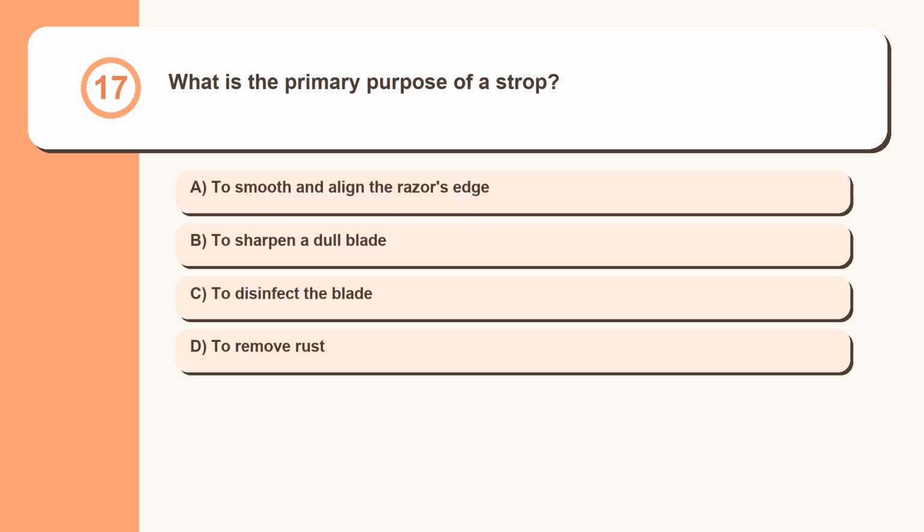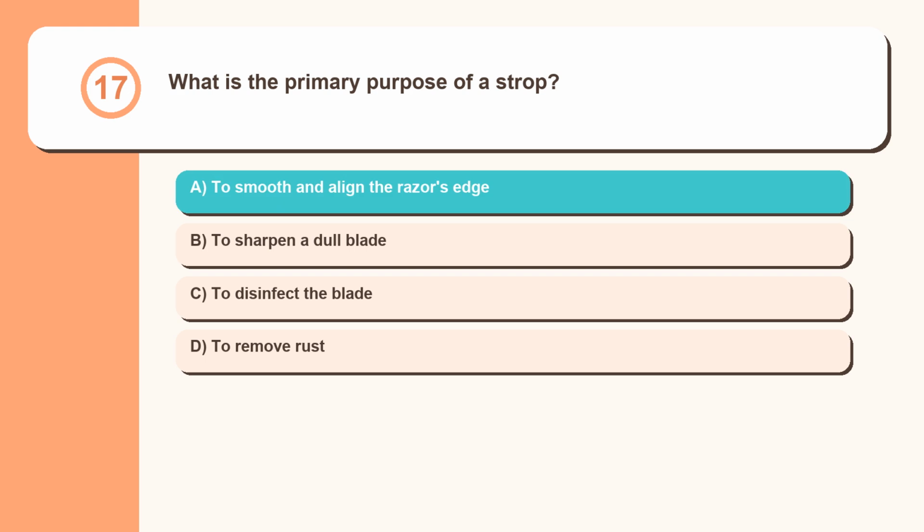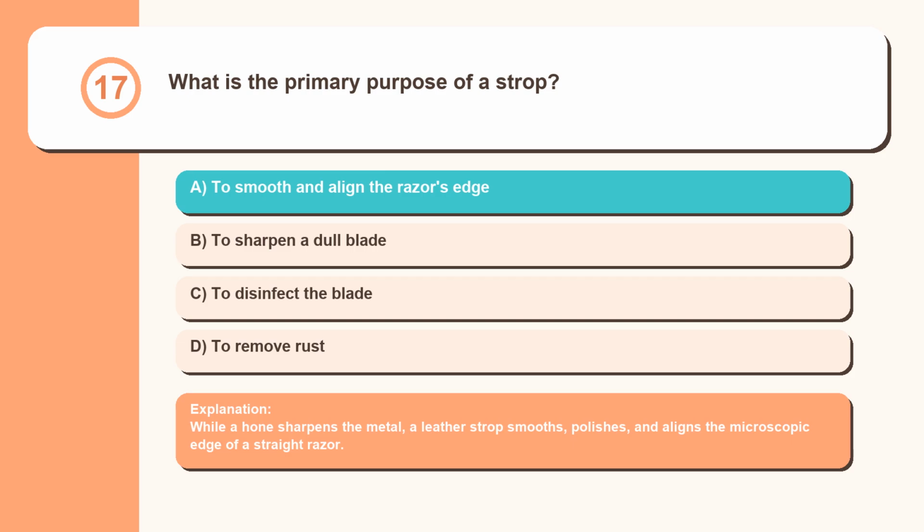Question 17. What is the primary purpose of a strop? To smooth and align the razor's edge, to sharpen a dull blade, to disinfect the blade, to remove rust. While a hone sharpens the metal, a leather strop smooths, polishes, and aligns the microscopic edge of a straight razor.